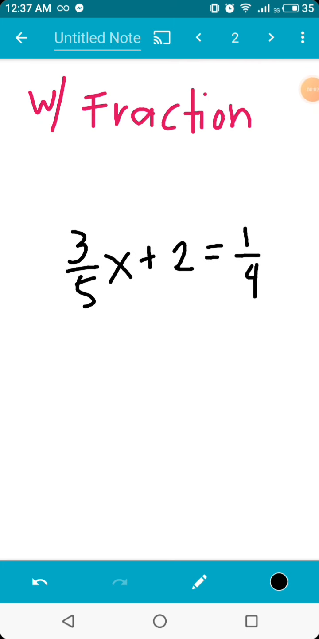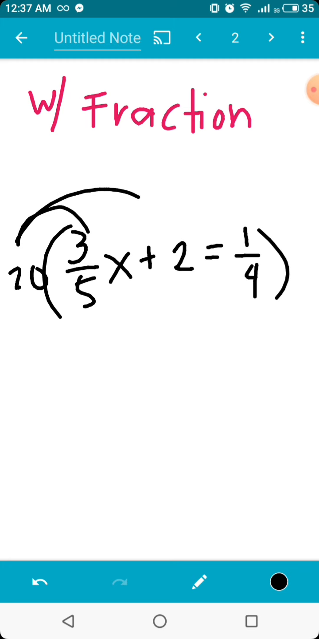Okay, so this time we have 3 over 5 x plus 2 equals 1/4. So, kung mapapansin nyo sa equation natin, dalawa na yung ating fractions. Okay? And, magkaiba yung kanilang denominator. So, pag ganito yung equation natin, dapat kunin natin yung GCF ng denominator. So, yung denominator na 5 and 4, ang GCF nila ay 20. So, ang gagawin natin, yung 20 na yun, imumultiply natin sa bawat term na nandun sa equation natin.